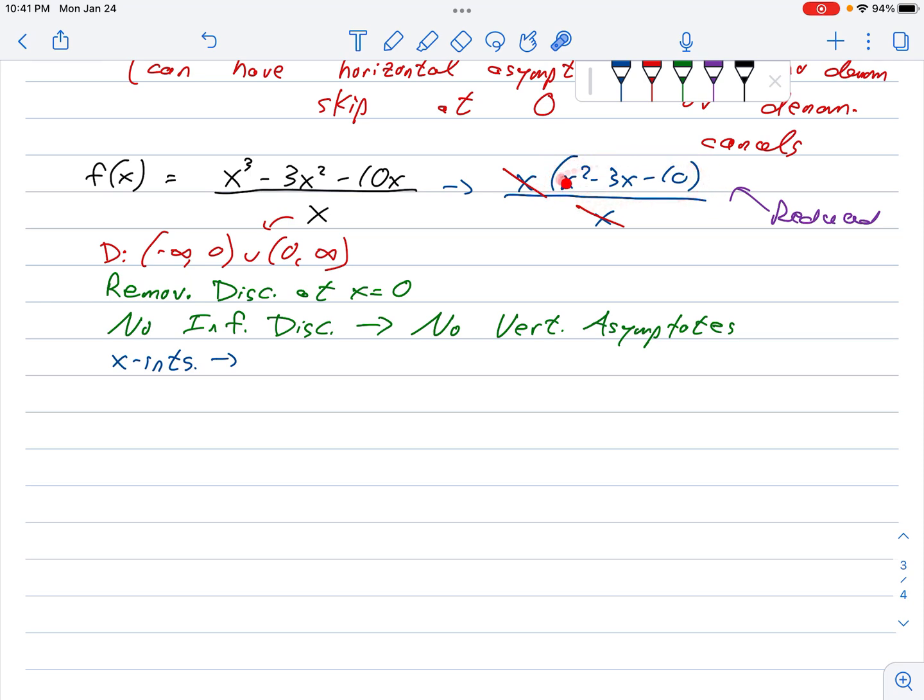X-intercepts, like I said, would be taking the reduced function and solving. This looks like a parabola now, so I'm looking for two numbers that multiply to -10 and add to -3. There's my reduced function factored. I'm getting 5 and -2. Those are numbers I'm allowed to get because the only number I'm skipping here is 0. 5 and -2 are x values I'm allowed to use because they're in my domain. That means those are my x-intercepts: (5, 0) and (-2, 0).